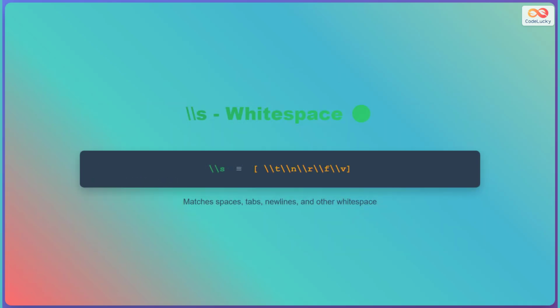Now let's move on to \s, which is a shortcut for whitespace characters. \s is equivalent to the character set containing a space, a tab, a new line, a carriage return, a form feed, and a vertical tab. So \s matches spaces, tabs, new lines, and other whitespace.